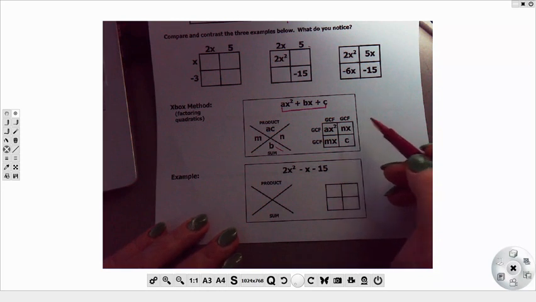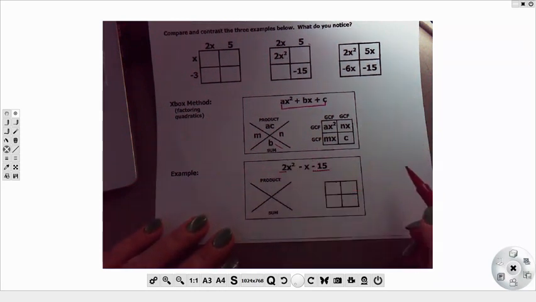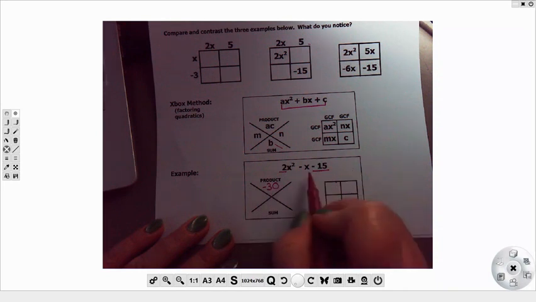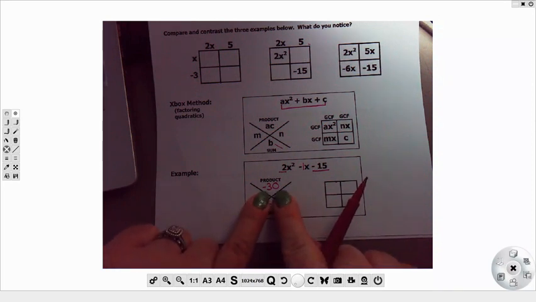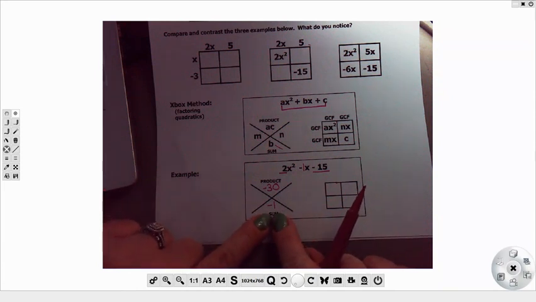So let's do an example. So A is 2, C is negative 15. So I need to multiply those together. 2 times negative 15 would be negative 30. My B is negative 1. So I need to think about what factors are for negative 30 that would add up to negative 1.